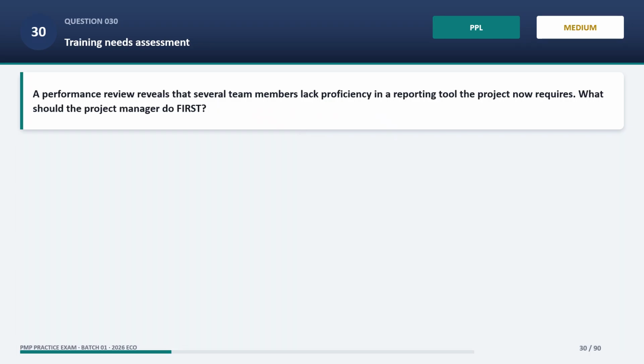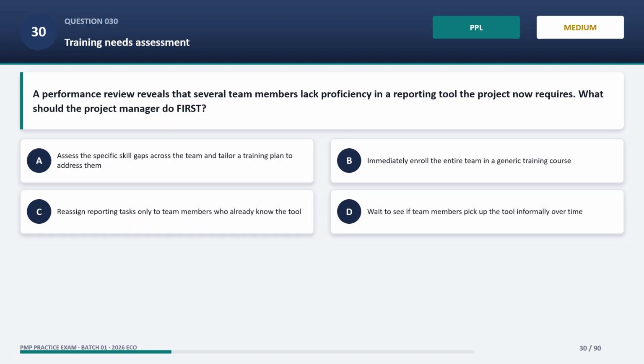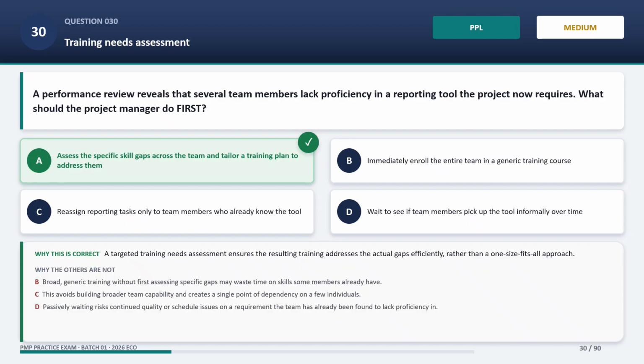Question 30. A performance review reveals that several team members lack proficiency in a reporting tool the project now requires. What should the project manager do first? The correct answer is A. Assess the specific skill gaps across the team and tailor a training plan to address them. A targeted training needs assessment ensures the resulting training addresses the actual gaps efficiently, rather than a one-size-fits-all approach. Now, why the other options are wrong?